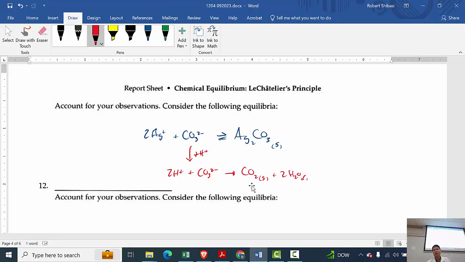So as we reduce the carbonate concentration, what is going to happen is we don't have the normal equilibrium. We don't have the normal up and down. And so we're going to get a shift, this whole thing should shift left. This is in terms of Le Chatelier's principle.